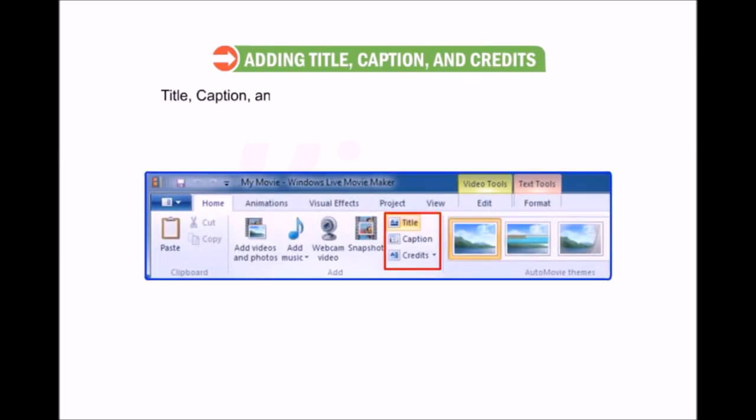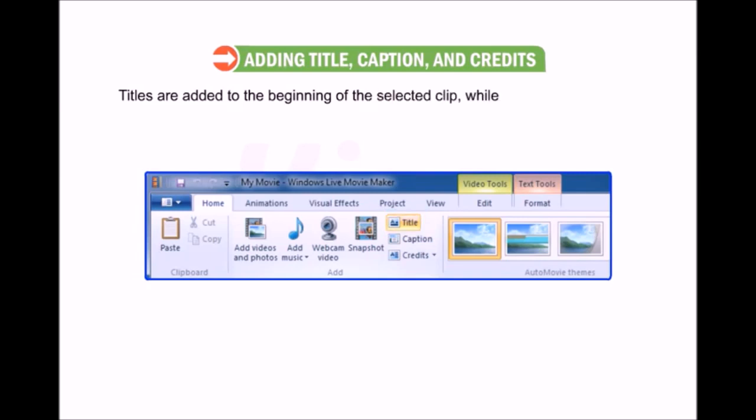Now let us talk about adding title, caption and credits. Title, caption and credits add text-based information to the movie. Titles are added to the beginning of the selected clip, while credits are added at the end of the entire project.